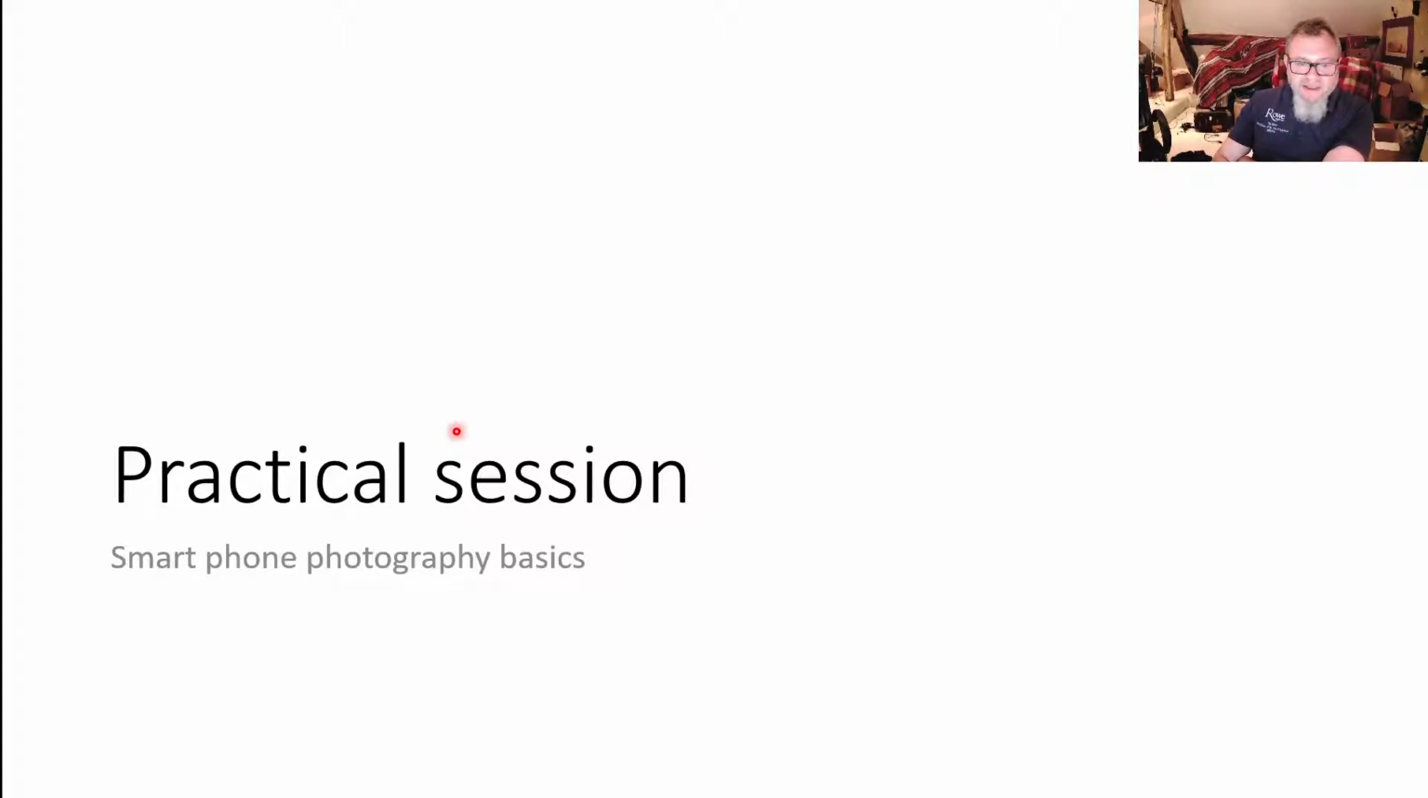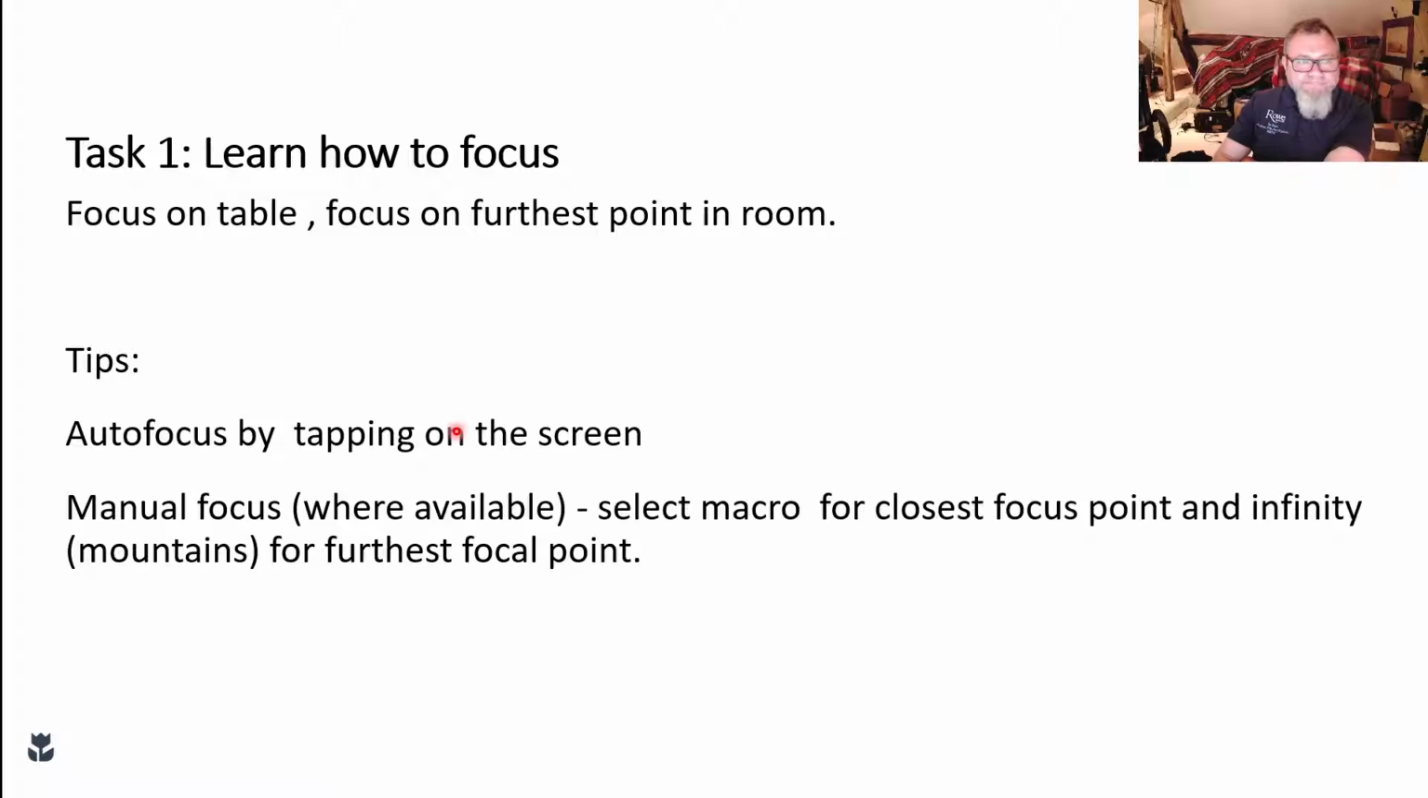So a practical session, this is for you to try at home, maybe after this lecture, is to try and get some smartphone basics. So the first task is to learn how to focus. So you want to focus very close to you on the text, or a piece of text; it's usually a very good thing to use on the table in front of you. And you want to get the camera as close as you possibly can while still remaining in focus. And then you want to move the camera away and focus at the furthest point in the room. And then try and get a view with the focus with the table in front of you and the furthest part as well.